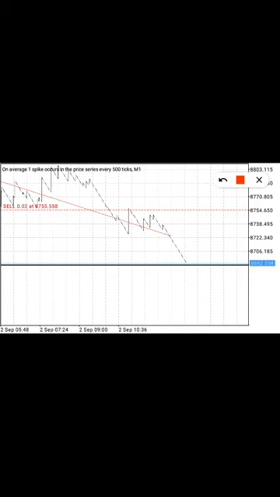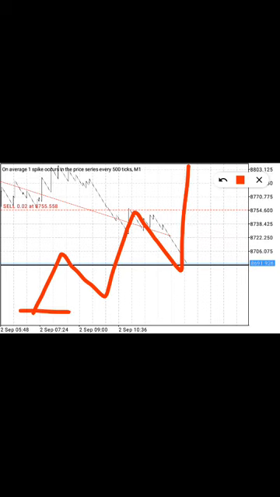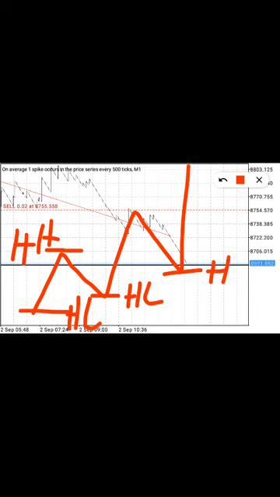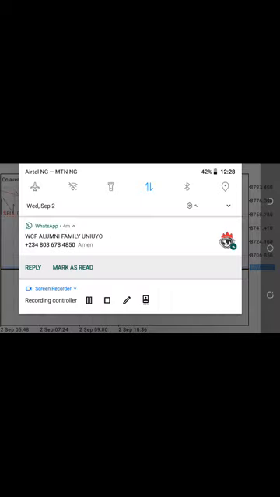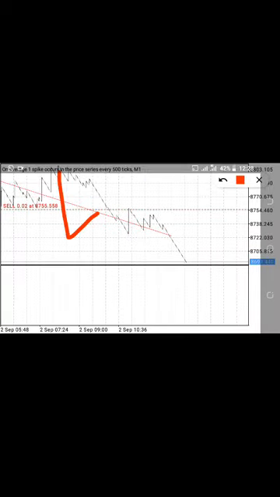What is an uptrend structure? An uptrend structure is like this, where the market creates higher highs and higher lows. This is your higher high, and this is your higher low. Your higher low can serve as your support. Your higher high can serve as your resistance.